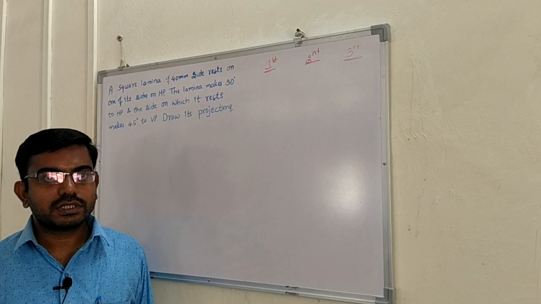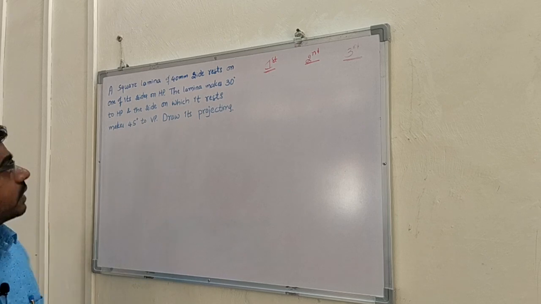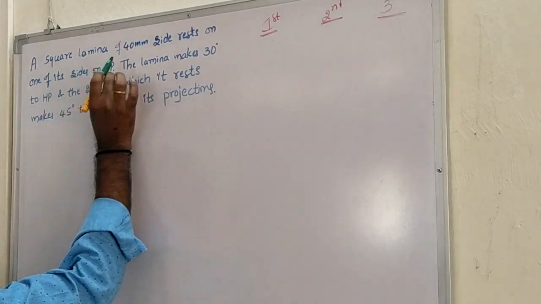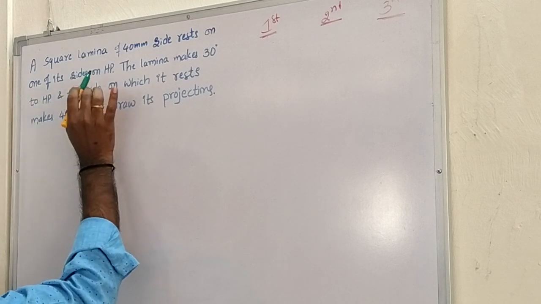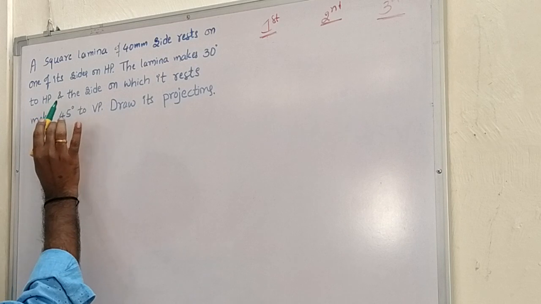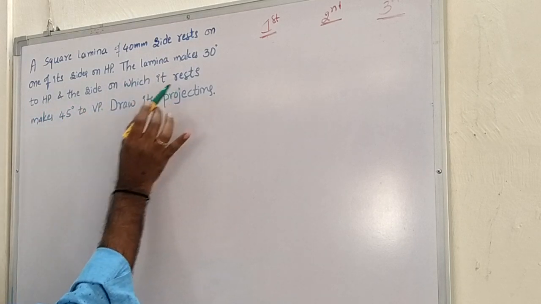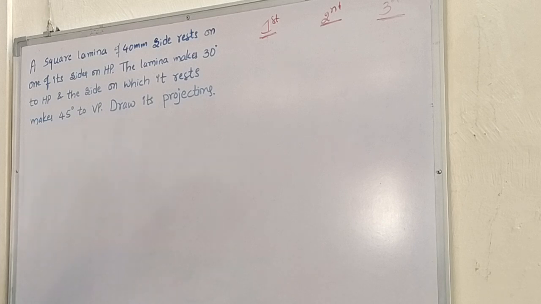Today I am going to discuss one problem on square lamina. The problem is like this: a square lamina of 40 mm side rests on one of its sides on HP. The lamina makes 30 degree to HP and the side on which it rests makes 45 degree to VP. Draw the projections.